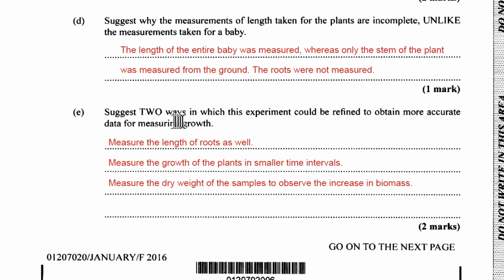E suggests 2 ways in which this experiment could be refined to obtain more accurate data for measuring growth. Well, they can simply measure the roots as well. That might be a little difficult because then they would have to dig into the soil and disrupt the actual growth of the plant as a result. So we could also measure the growth of the plant at smaller time intervals. Remember, they measured every 5 days here. Well, you could probably measure every day instead of every 5 days. They could also take other factors into account, such as the dry weight of the samples, to observe the increase in biomass.